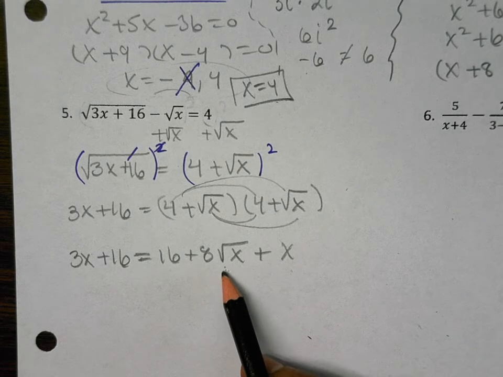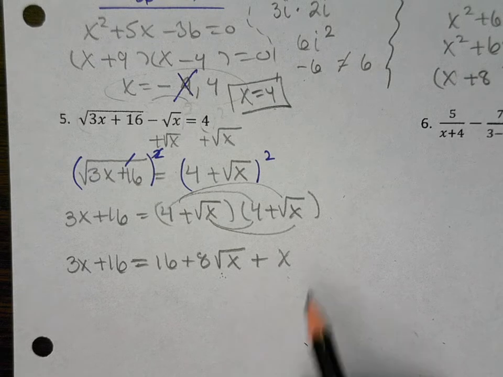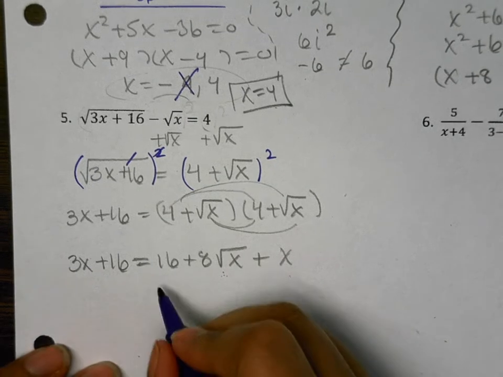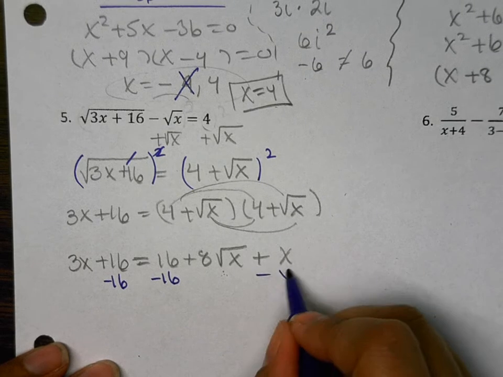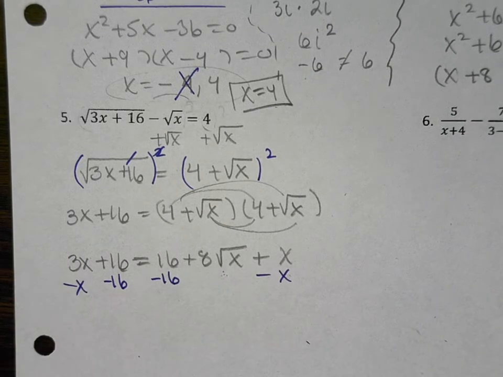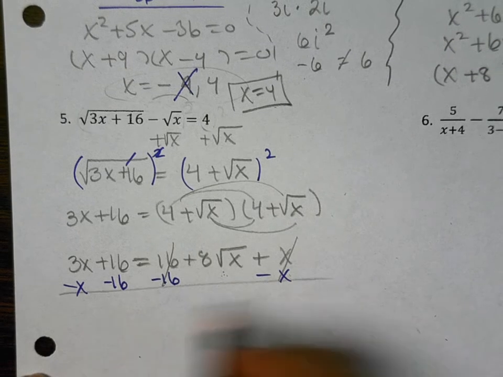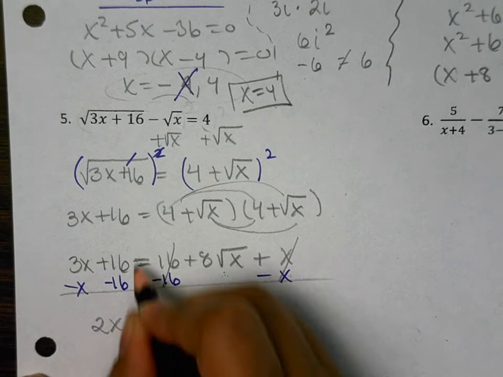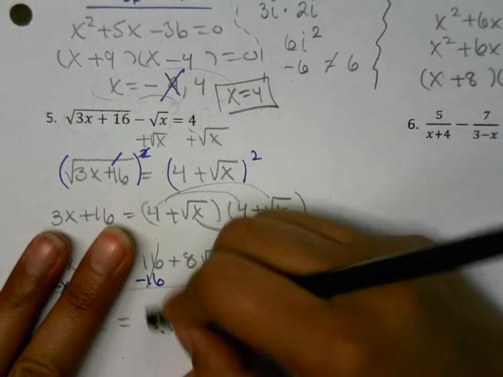All right, after all this, and we still have a radical, we go back to step 1, which is to isolate what? The radical, because there's multiple variables. Guys, I need you listening. All right, so we're going to subtract the 16, and we're going to subtract the x. Yes or no? Okay, 16 is gone. The x is gone, and that gives me what? 2x equals 8 root x.